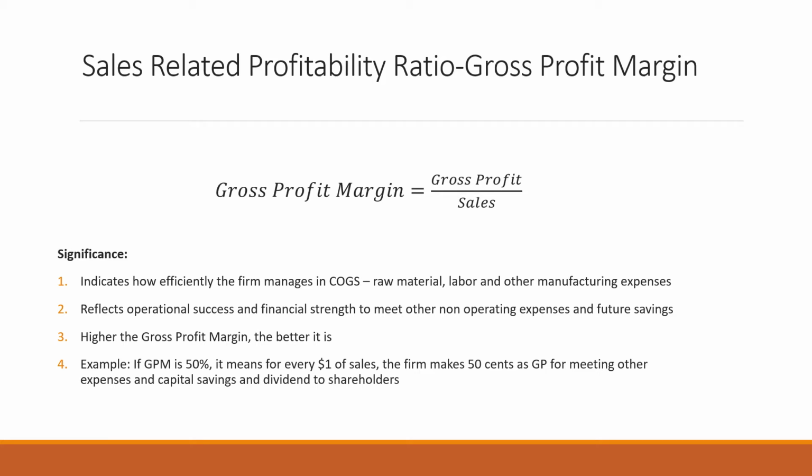Let's take an example. If the gross profit margin for a company is, let's say, 50%, then it means that for every dollar of sale that is done by the company, it makes 50% as gross profit, which is available for future savings and for meeting other non-operating expenses.